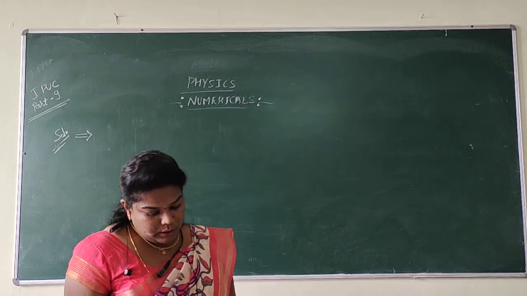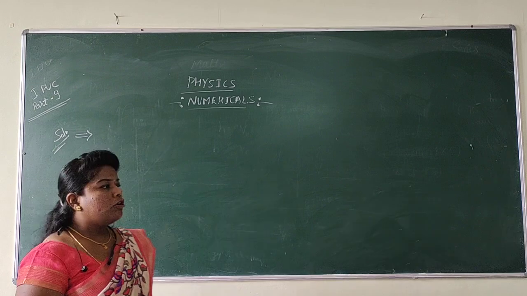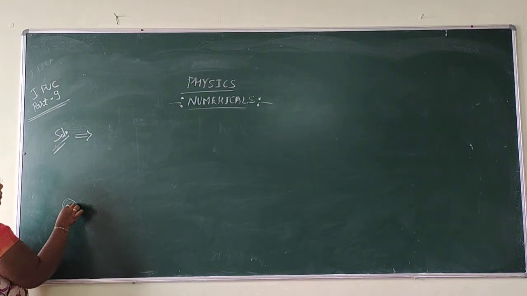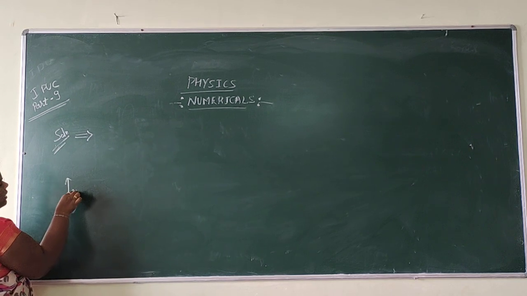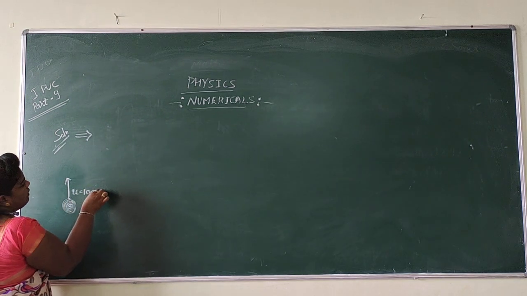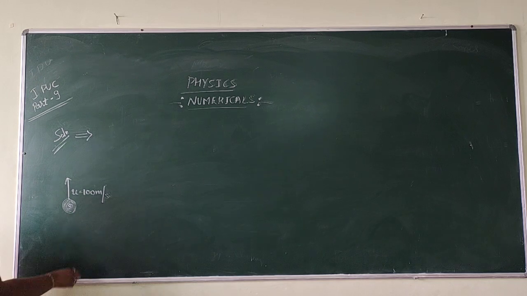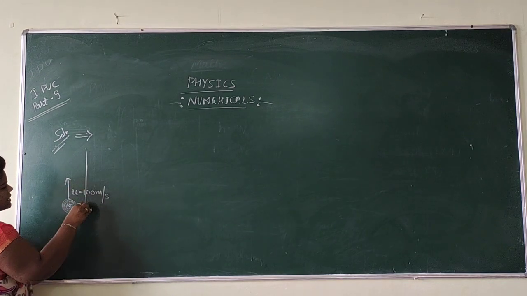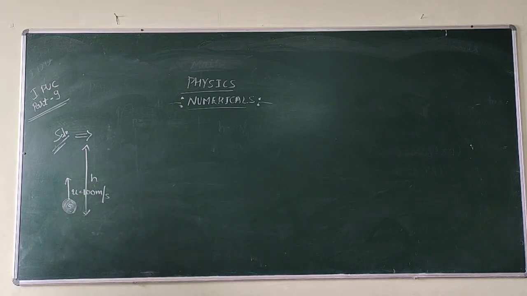A ball is thrown upwards with a speed of 100 meters per second. So we are throwing a ball upwards with initial velocity equal to 100 meters per second. After some time, it reaches a height h, right?